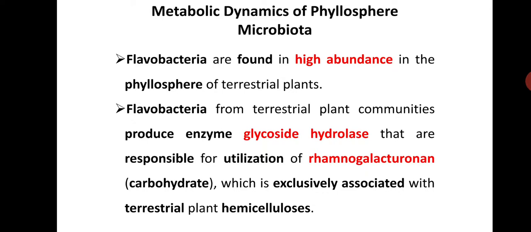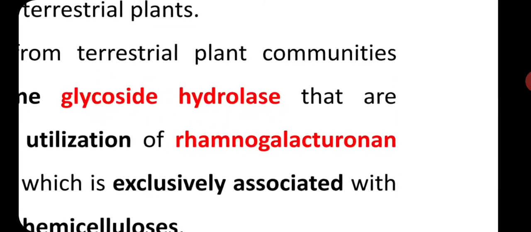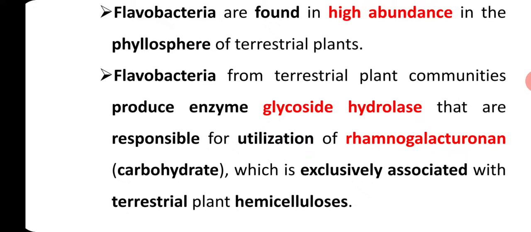They have an ability to produce an enzyme, glycoside hydrolase. You need to note down this enzyme, which is responsible for utilization of rhamnogalacturonan. I'm repeating, rhamnogalacturonan. This is a carbohydrate, and you have already studied biochemistry. Flavobacteria secrete this enzyme, which acts on this carbohydrate, and this is associated with plant hemicellulose. So you can understand how it can cause damage to this particular biomolecule. Okay, so let's jump on to the next one.